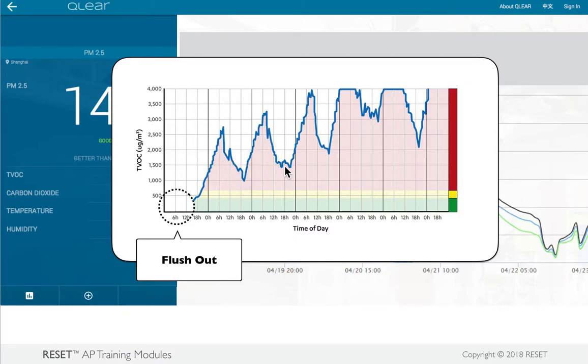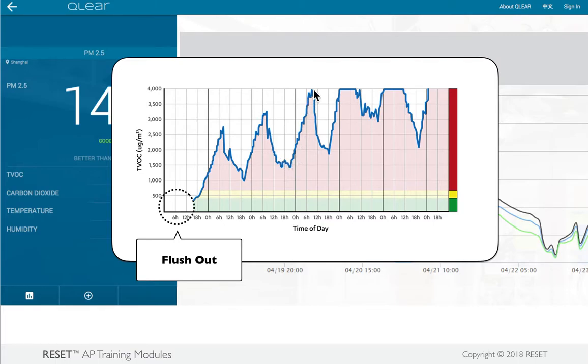Now, these signature peaks and valleys from the monitor data are actually showing us when the HVAC system is turning off and on. So you can see that the HVAC system is trying to do its best. The VOCs are climbing up when the HVAC system is off, and they're dissipating when the system is on. They're climbing up when the system is off and going down when it's on.